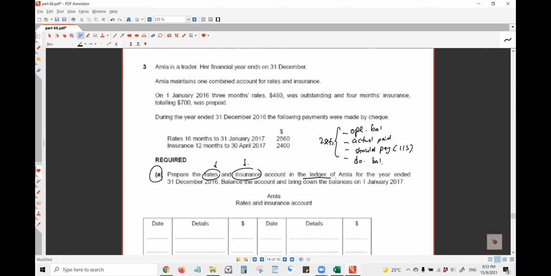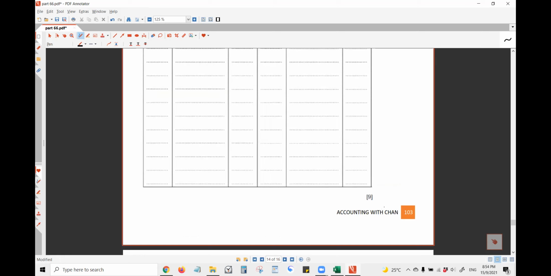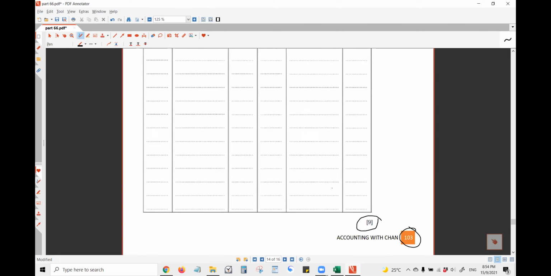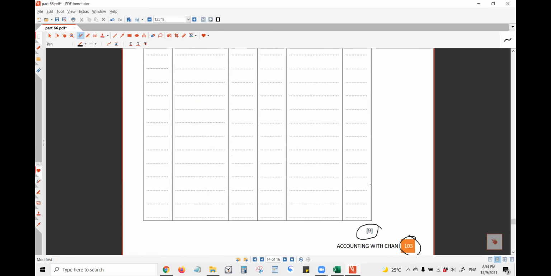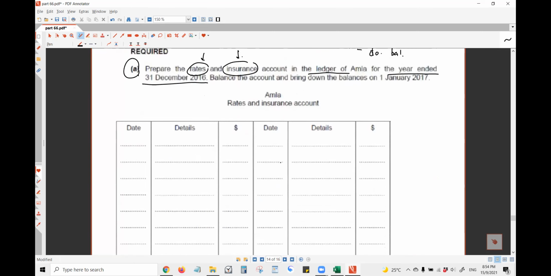In the ledger of Amla for the year ended December 31st, 2016. Luckily, the date is very nice. The date is 31st December 2016. Then, this is a 9-mark question. A lot of marks here. The number of marks is almost the same as completing a cash book. Let's see. So it's an empty account, right? It's an empty one.